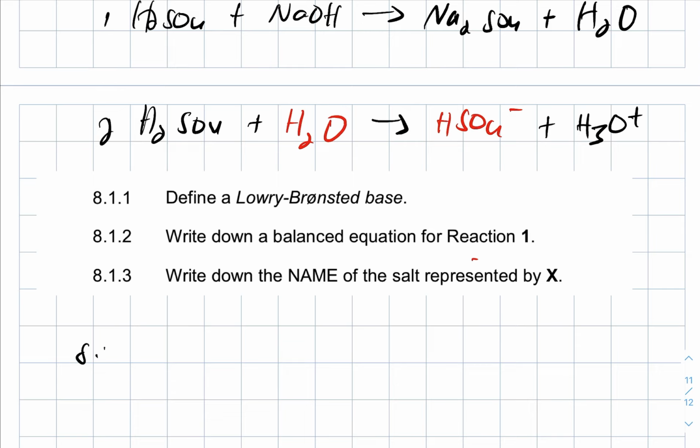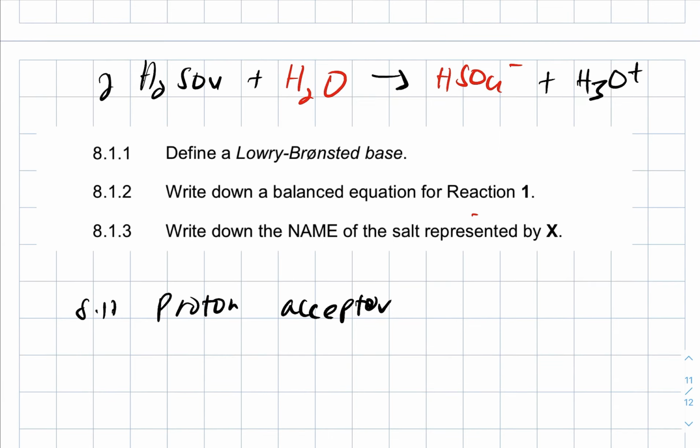Now, I don't want to take more time on that. We're just going to go ahead, and 8.1.1 will be a proton donor. That's what a Bronsted base is. Actually, it's a proton acceptor. The donor is the acid. So this is the proton acceptor. Excuse me. Now, the second question, 8.1.2, write down the balanced equation for reaction 1. Fortunately, we've already covered that part.